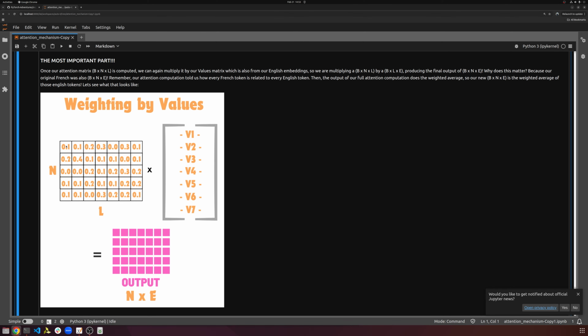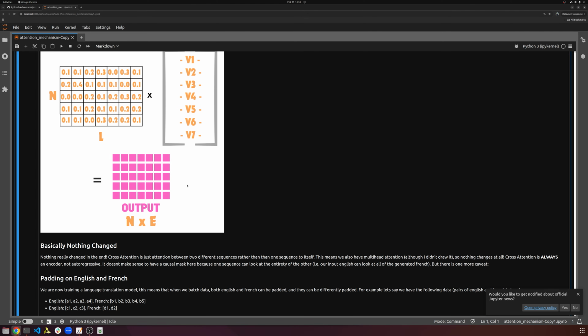So we can see that the first French token is related 0.1 to the first English token, so I'm going to grab 0.1 of V1, 0.1 of V2, 0.2 of V3, dot, dot, dot. And then the second one says the second French token is related 0.2 to the first English word. So we're going to grab 0.2 of V1, 0.4 of V2, dot, dot, dot. And again, these are all softmax to add to 1. So nothing has changed. Do realize that.